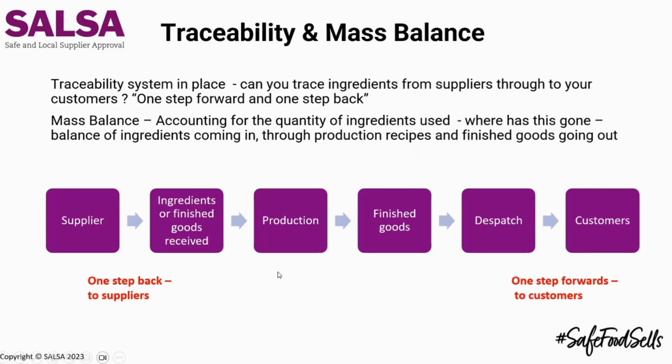So for the traceability side, we talked about one step forwards and one step back. What we're looking at is right through your supply chain, from your ingredients coming in, where those ingredients have gone. You've received those goods, where are they? Have you used them in production? Your finished products, if they've been dispatched and gone to customers. So the one step forward is going forward to your customers, where your product has gone. One step back is looking at your ingredients and who supplied them to you, where they came from.